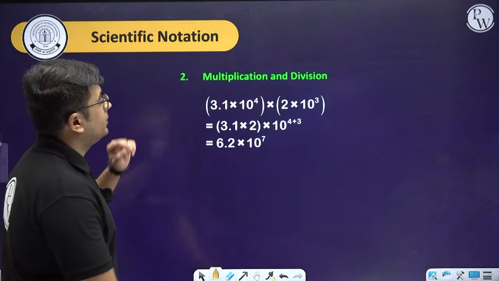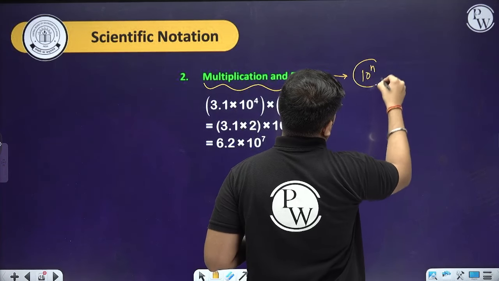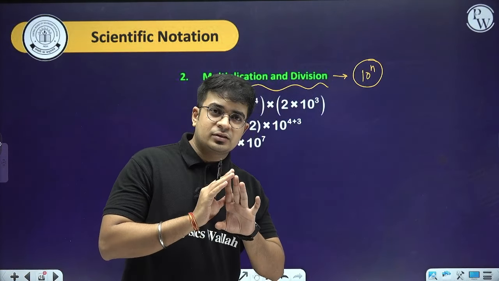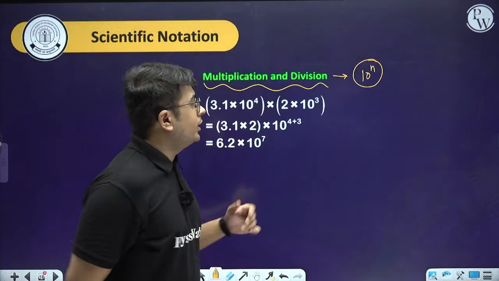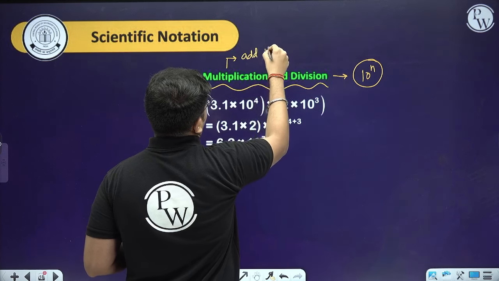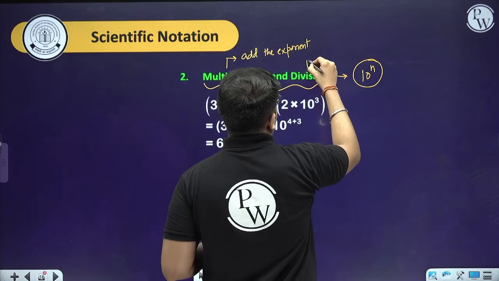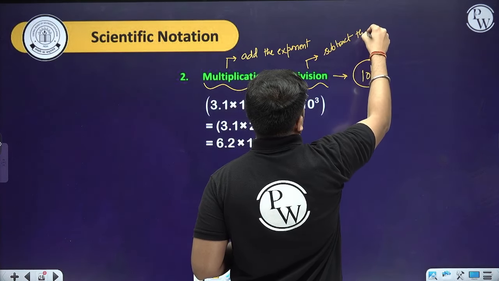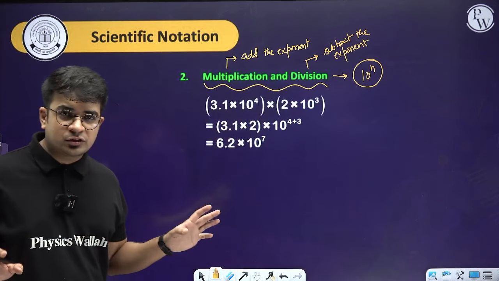Now the next part is multiplication and division. In this case, whatever the value of 10 raised to the power n is, there is no need to convert the 10 raised to the power n into the same terms. What you can do, in case of multiplication, just add the exponents. In case of division, just subtract the exponents. That's it. This is the simplest thing you can do.